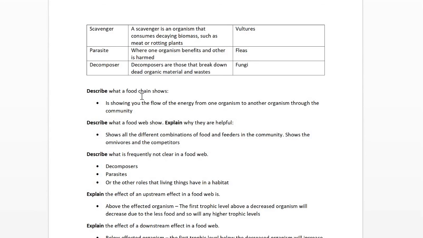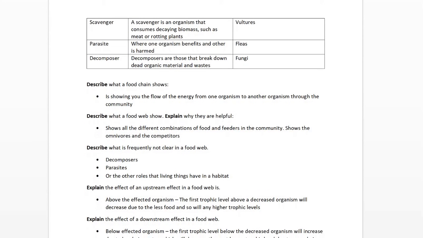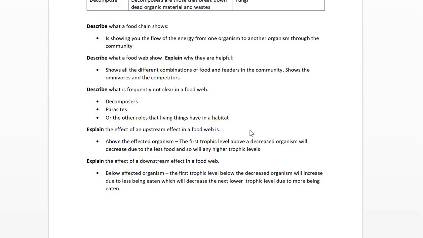Describe what a food chain shows, showing you the flow of energy, as is correctly described here. It shows you all the different combinations and relationships between the various organisms in terms of what they are eating. The big gap: it doesn't show you decomposers, it doesn't show you parasitism, it doesn't show you other roles, and this is critical, roles like seed dispersal, roles like pollination.